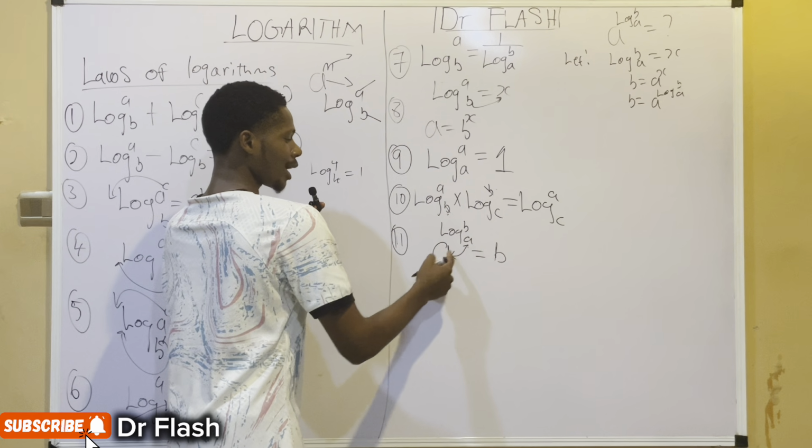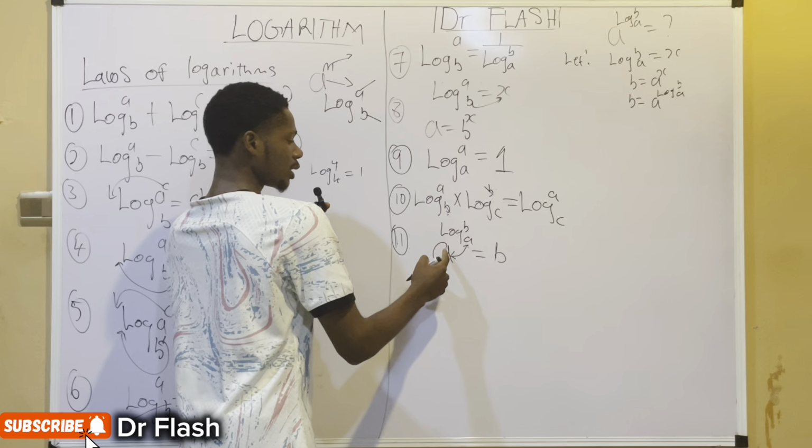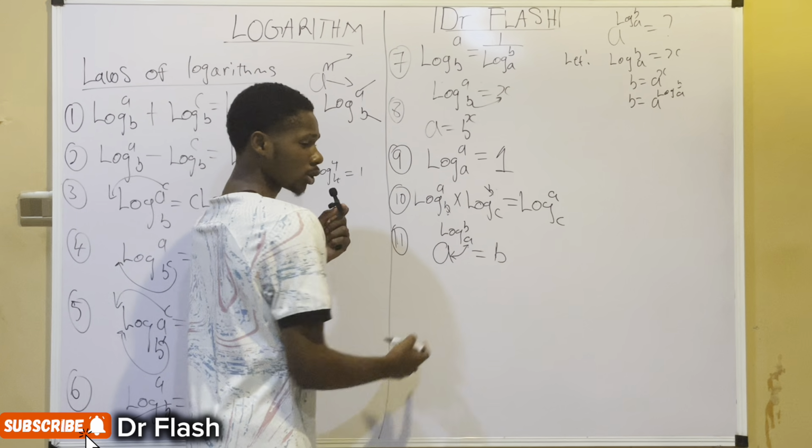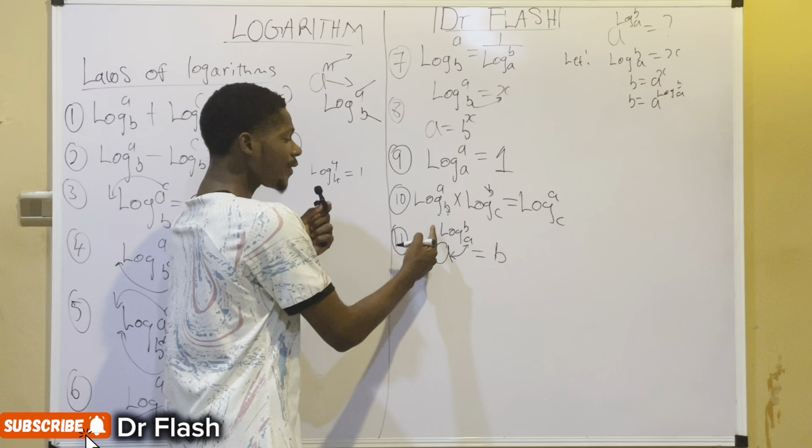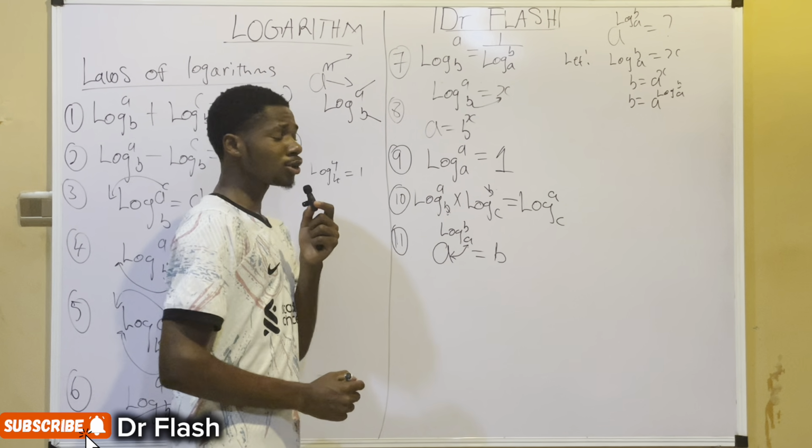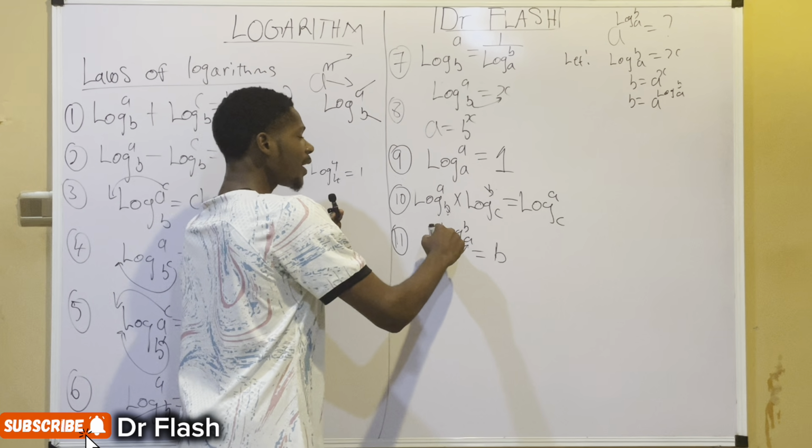These two can cancel out, and we're left with the exponent. So A to the power of log B base A is equal to B. Now we can only do this if there is no number at the back of the log. Please take note that if there is a number at the back of the log, we must first take it back to the power.